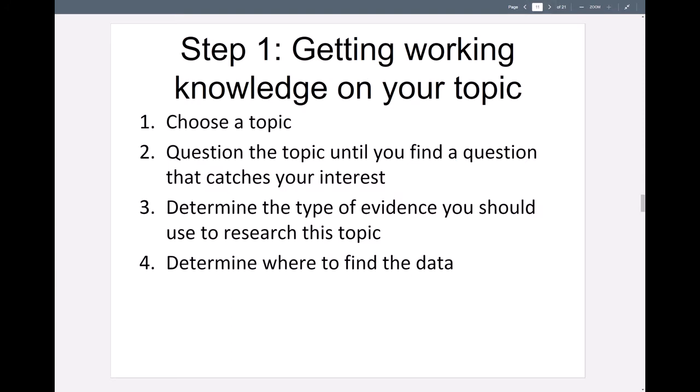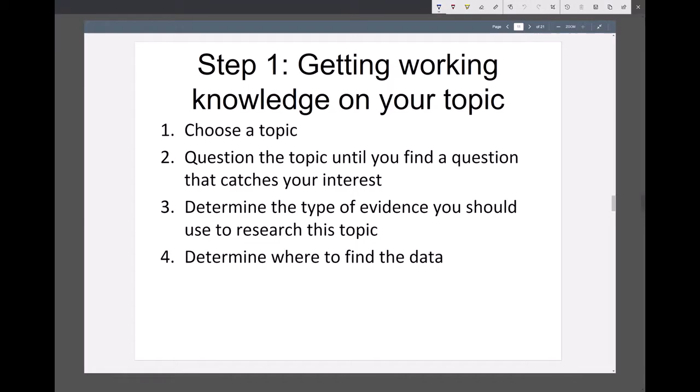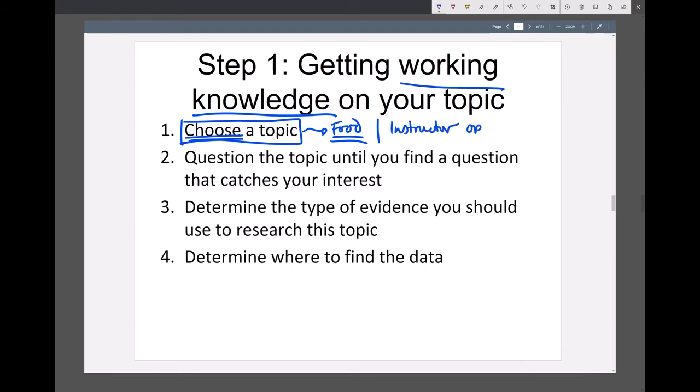Step 1. To get a working knowledge on your topic, here are 4 things you should do. 1. Obviously, you want to choose a topic. So let's say we're choosing a topic on food, talk about food and learn about food. Sometimes the instructor assigns you a topic, or you choose one. If you're assigned a topic, do what the instructor tells you to do. If you get to choose a topic, you choose.